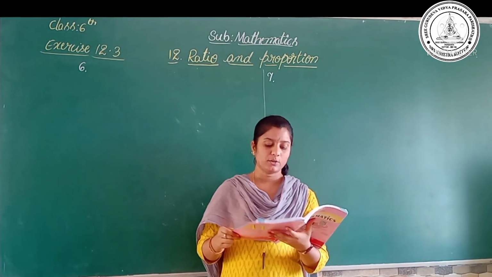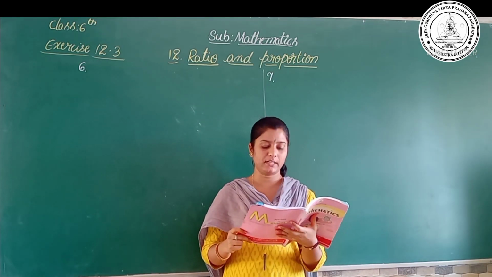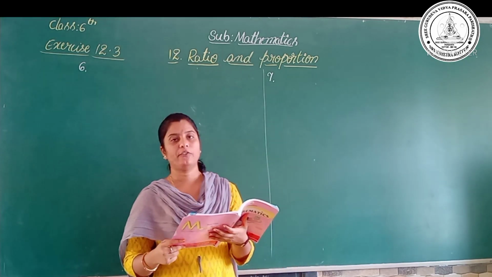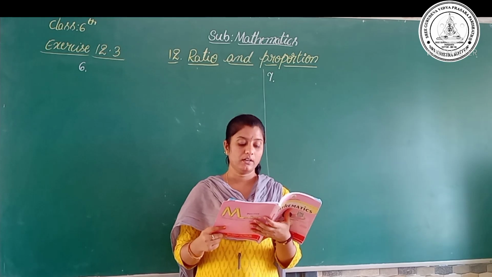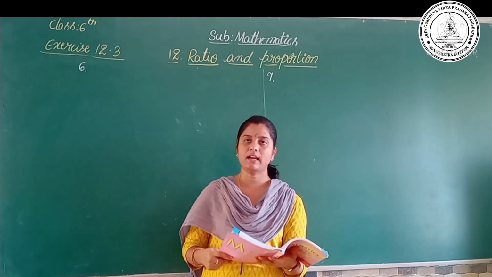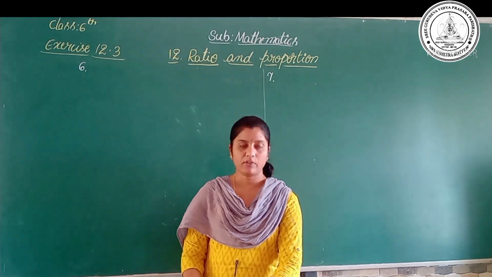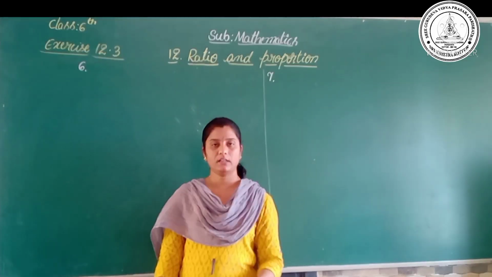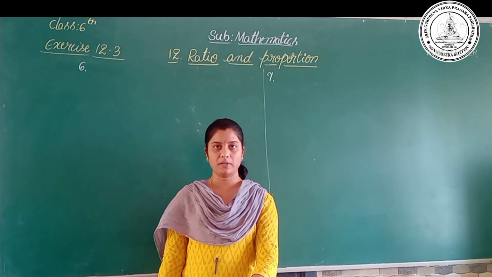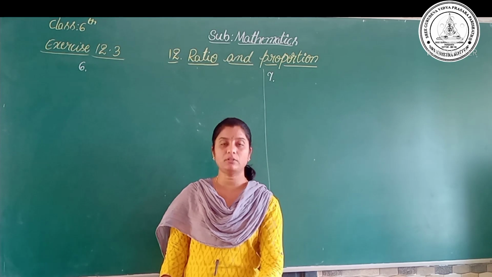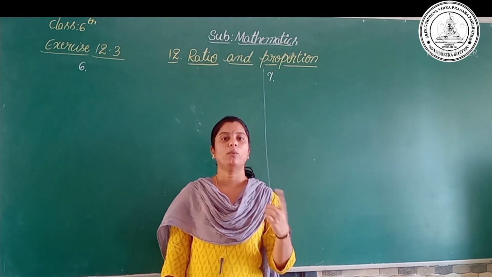Shaina pays rupees 15,000 as rent for 3 months. How much does she have to pay for a whole year if the rent per month remains the same? Here Shaina is a girl. She pays 15,000 rupees for 3 months. Now we have to find out how much amount she will pay for 1 year.